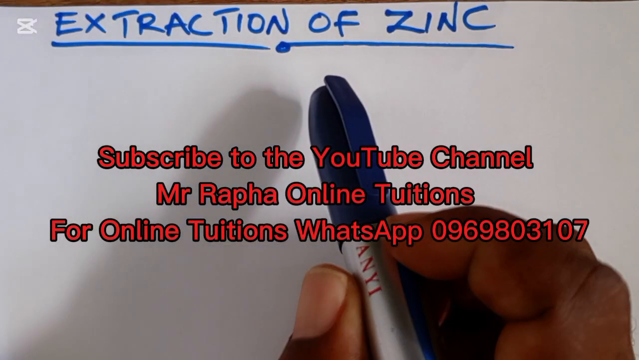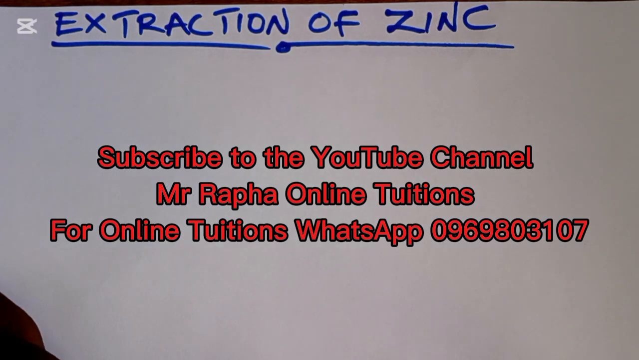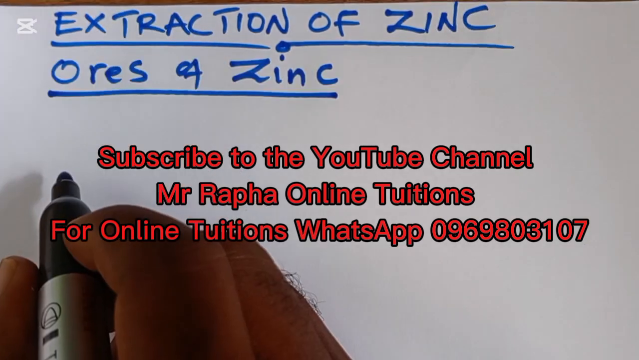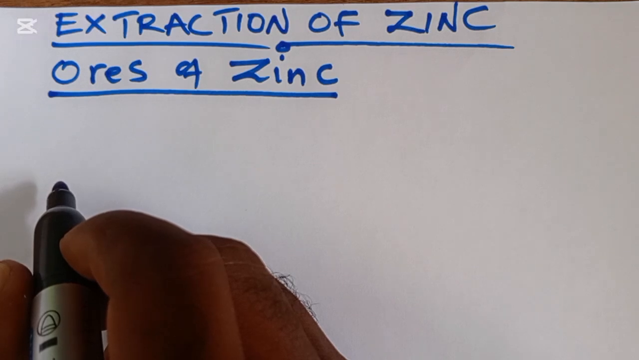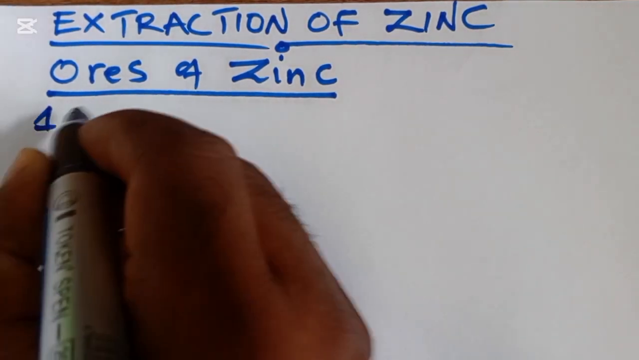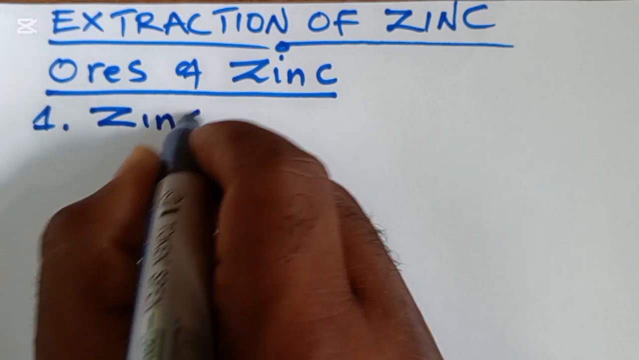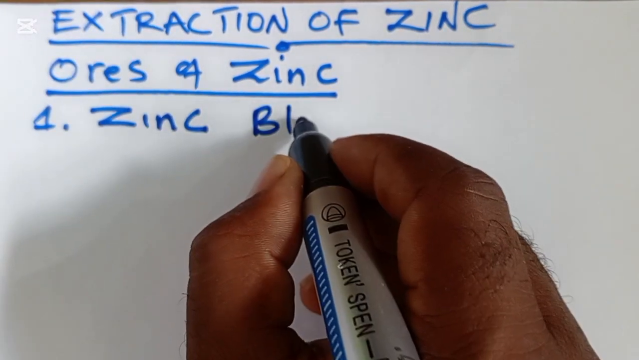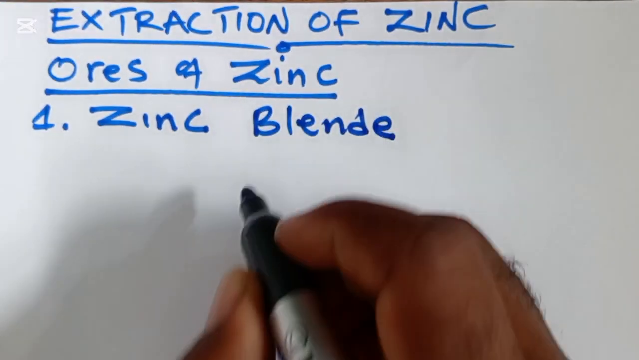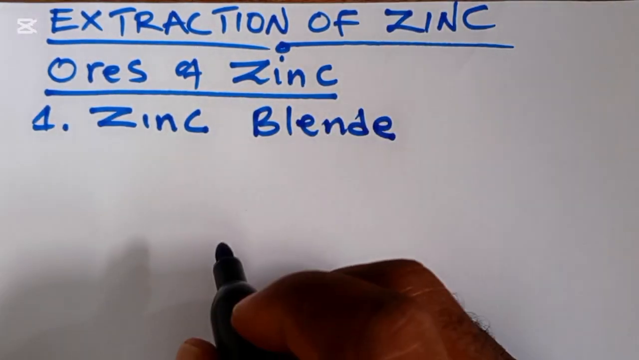Extraction of zinc. So number one, you need to know the ores of zinc. Ores of zinc, number one, we have what we call zinc blende. So that is the first ore of zinc.